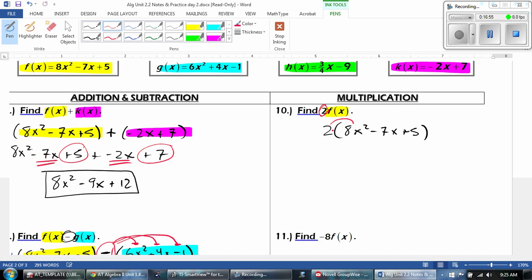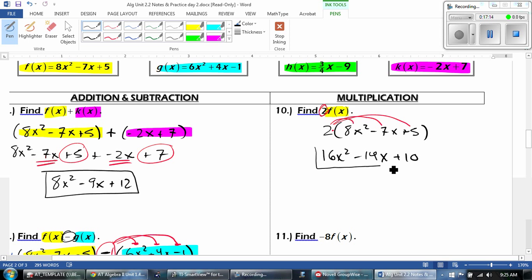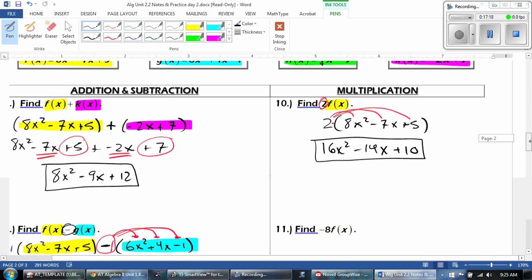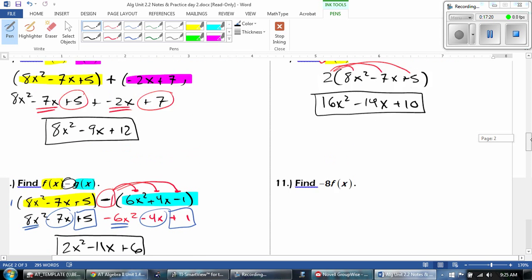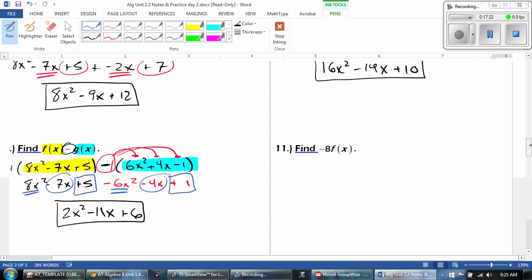So 2 times 8x squared, which is 16x squared. 2 times 7, which is 14x. 2 times 5, which is 10. And that's all we have to do. So we have to pay attention to what we have.